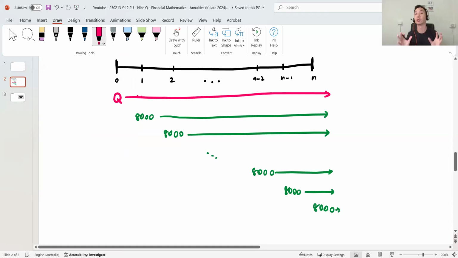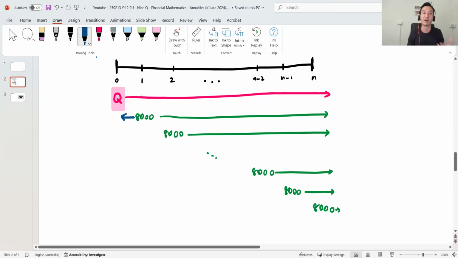Now, I'm going to show you a cooler way. If your teacher hasn't done this, this is the cooler way. We're going to bring everything to the present, because at the present, Q is there. At time 0, Q is there. And for each one of these, we're going to reverse compound.